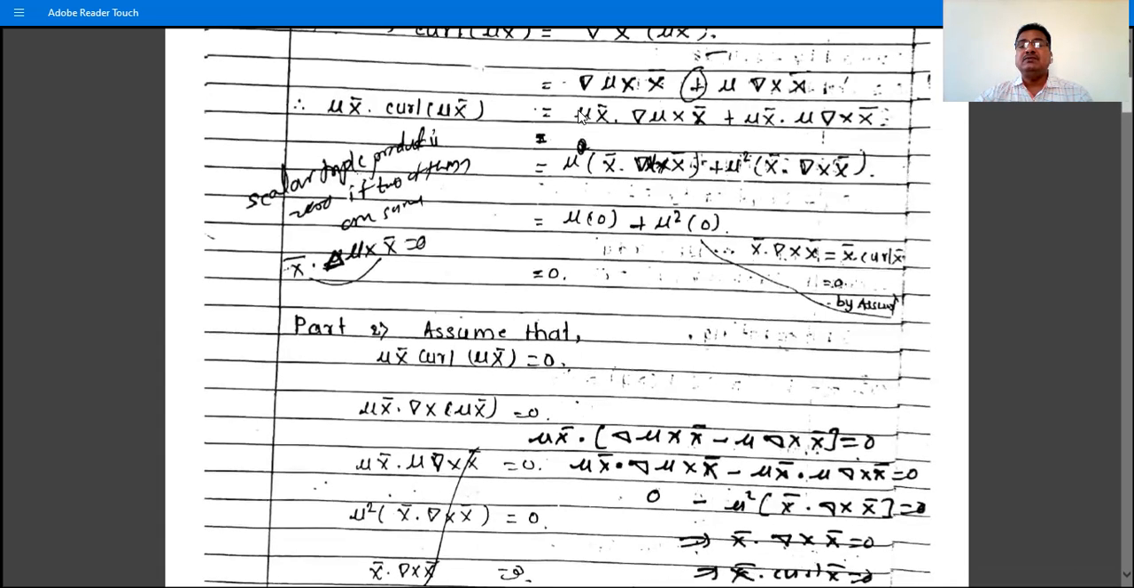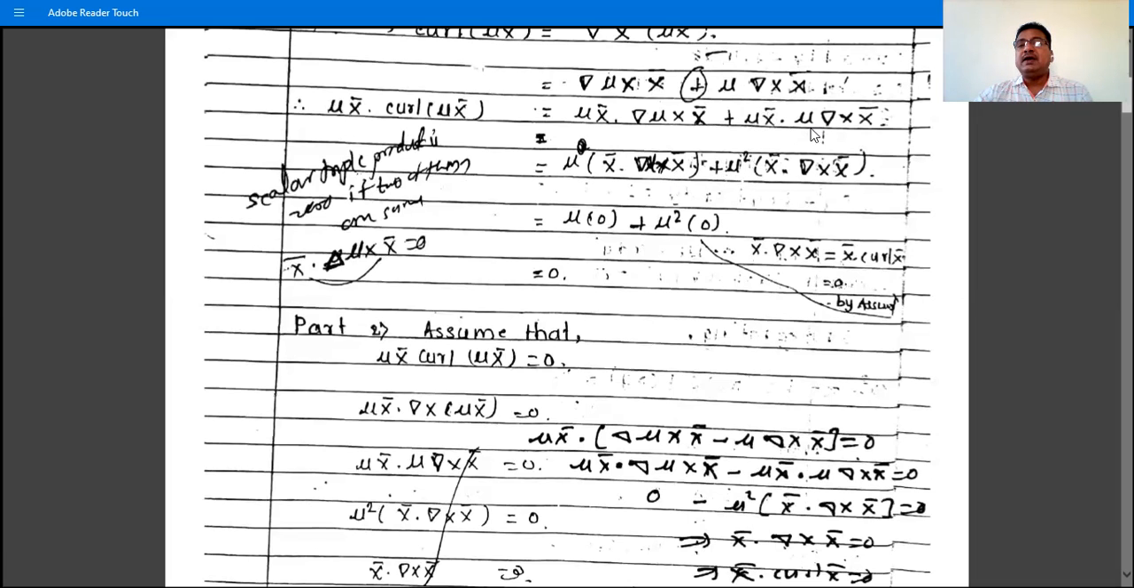And this mu is a scalar function. So mu in bracket X bar dot del mu cross X bar. So this is a scalar triple product actually. X bar dot del mu cross X bar, that is a bar dot b bar cross c bar. A bar dot b bar cross c bar is the box product. It's called the box product.